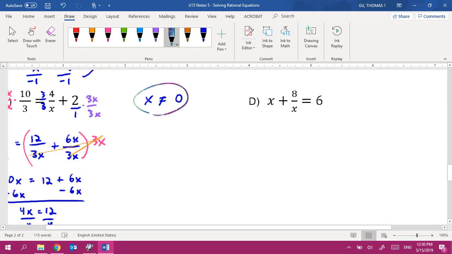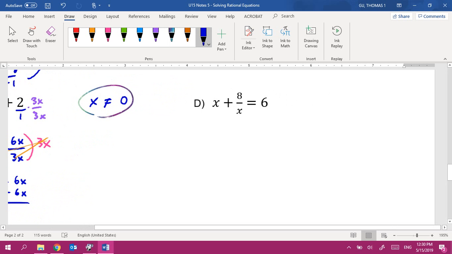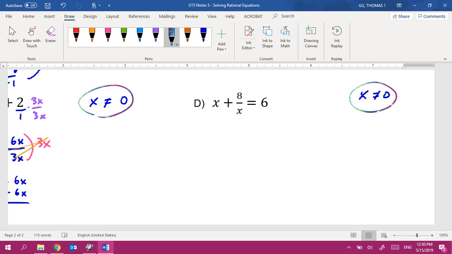All right, let's take a look at D. This one's going to be a little different. So on D, let's start here. What's the first step? X is not equal to 0. That's right. That's the restriction right here. And now what's next?